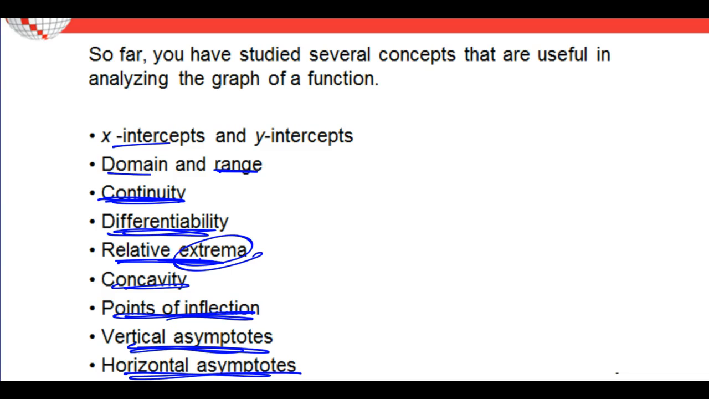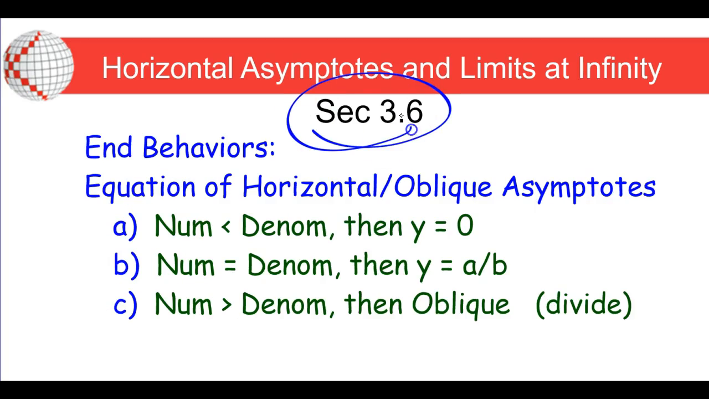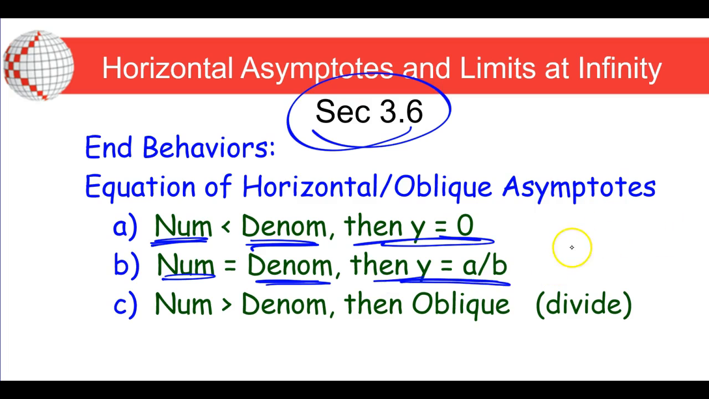in the previous section. Just to review really quick, in section 3.6, we decided if the numerator is less than the denominator, then y equals 0. If the numerator is equal to the denominator, then we have this A over B relationship, which I'll show you an example. And then the last one is it's not horizontal at all, it's called oblique, and we divide.